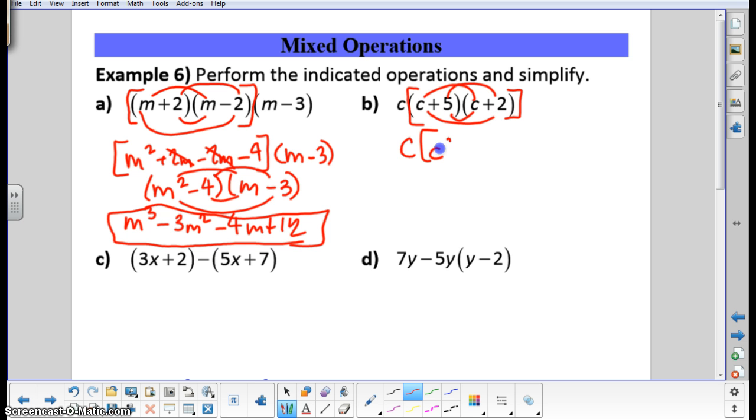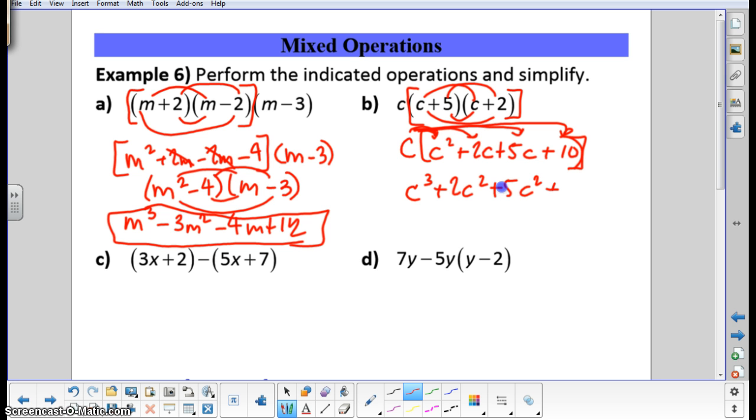And we get c squared plus 2c plus 5c plus 10. I made that a square bracket. And then I'm going to distribute that c to all of these terms, and I'm going to get c cubed plus 2c squared plus 5c squared plus 10c. And I reevaluate to make sure that I don't have any common like terms.